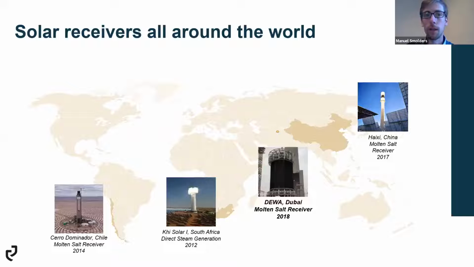At the end of the year 2017, John Cockerill Solar got a contract for a molten salt solar receiver in the frame of the Luneng Haishi project, 50 megawatt. So this is a receiver currently in commissioning phase. And more recently, at the end of 2018, we were awarded the supply of the receiver of the DEWA project in Dubai, 100 megawatt. And this receiver is almost ready to be lifted to the top of the tower.